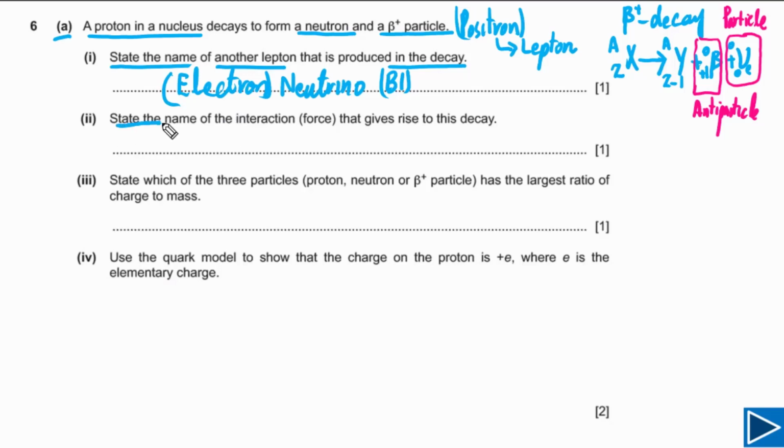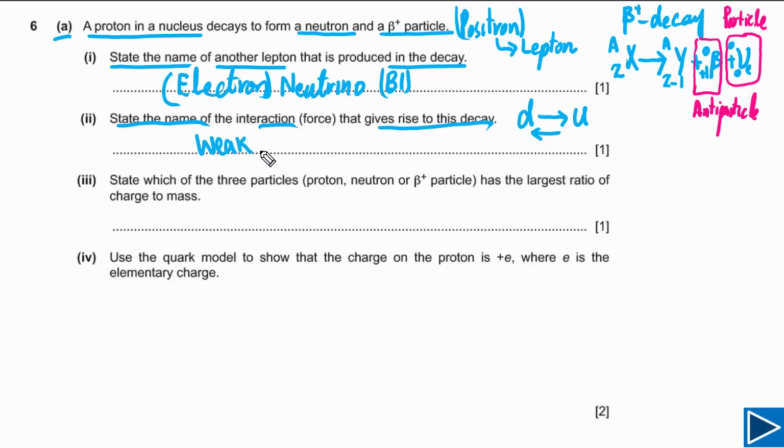For the second part, we need to state the name of the interaction that gives rise to this decay. This is a typical type of question, and for this one we need to understand that when a quark changes from one flavor to another, or simply from one type to another type, for example when a down quark changes into an up quark or vice versa, or an up quark changes into a down quark or any other type of quark, the force responsible for that is the weak nuclear force.